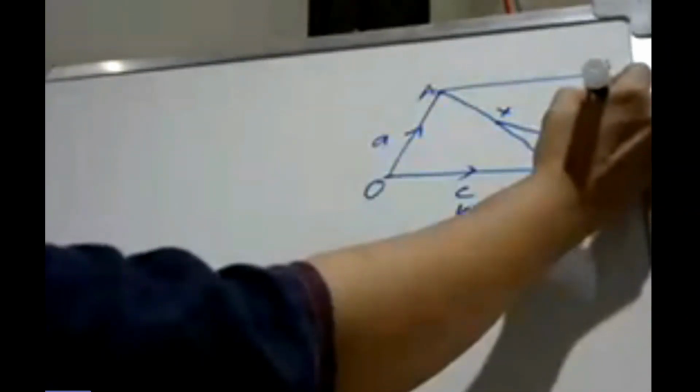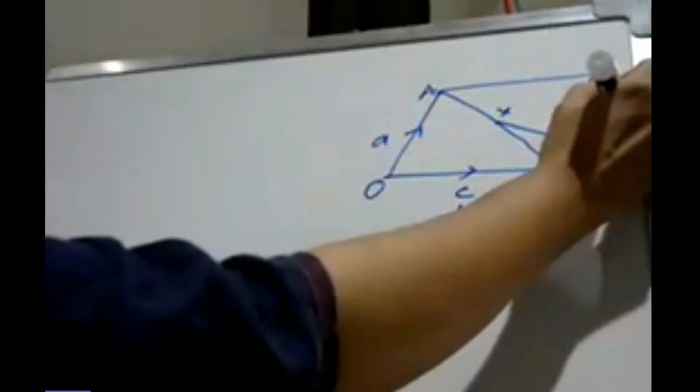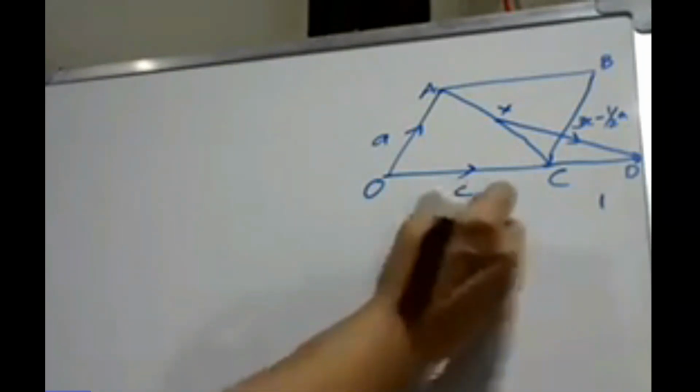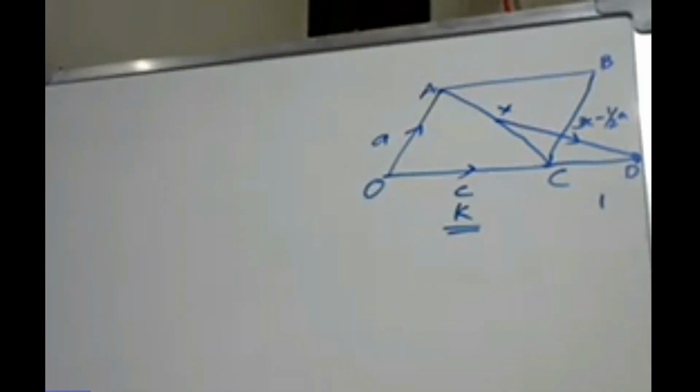And given that the vector XD, this is XD, I'm joining that. This vector XD is 3C minus half A. We are asked to find the value of K. This is what we have to find out.